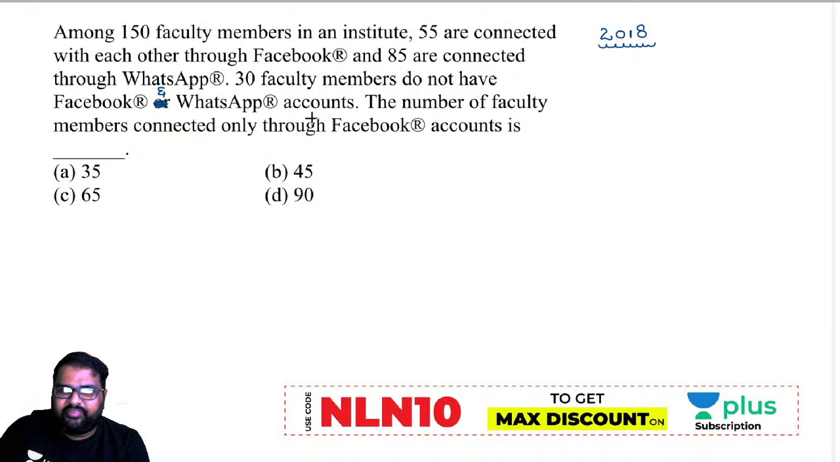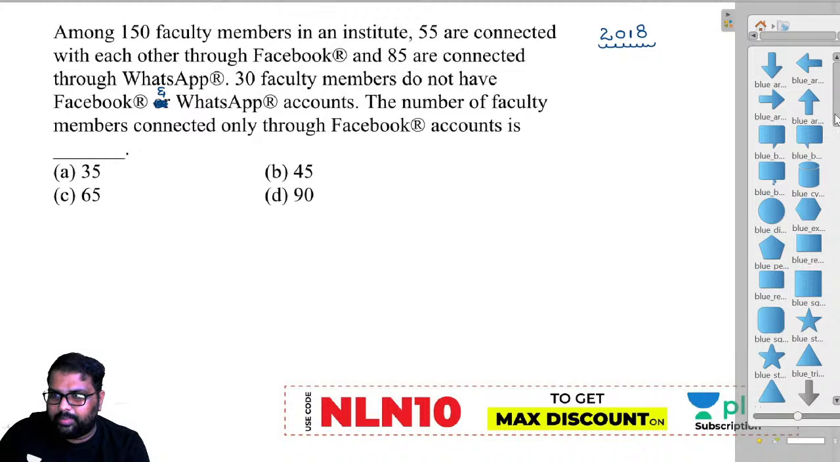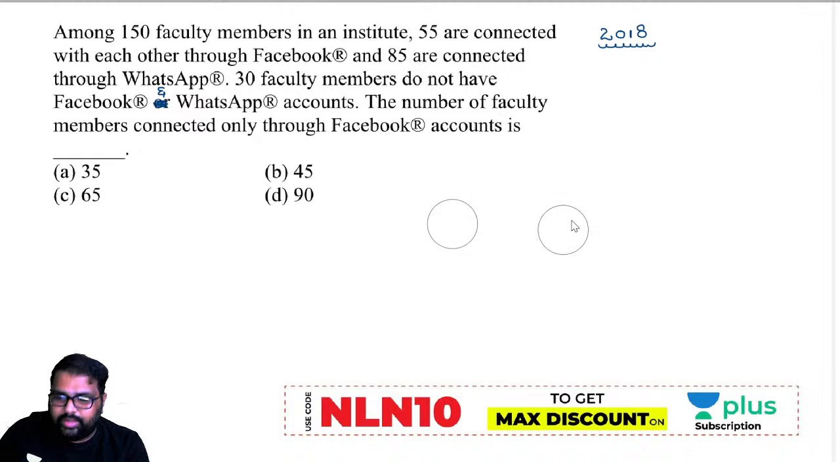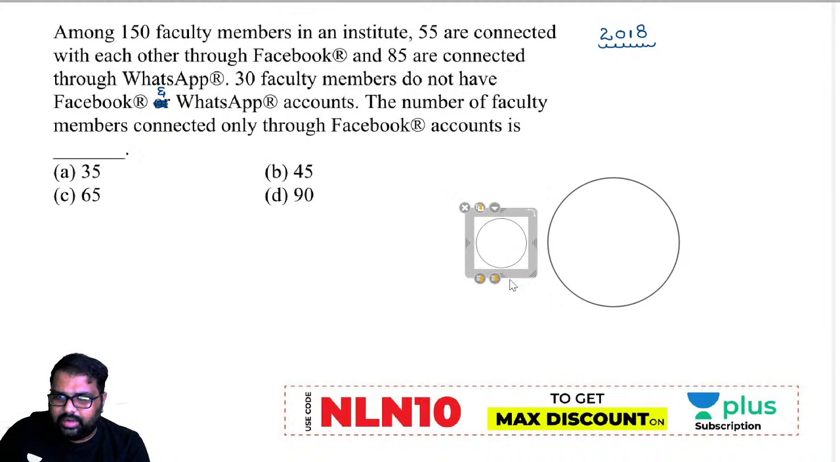Among 150 faculty members in an institute, 55 are connected with each other through Facebook and 85 are connected through WhatsApp. Now observe here, by this you can easily say this is a 3 variable Venn diagram. Am I right or wrong? I mean 2 variable Venn diagram, really sorry, this is a 2 variable Venn diagram. Draw the Venn diagram and represent.